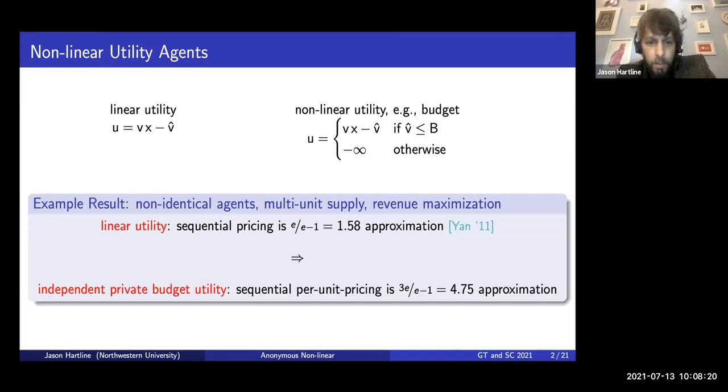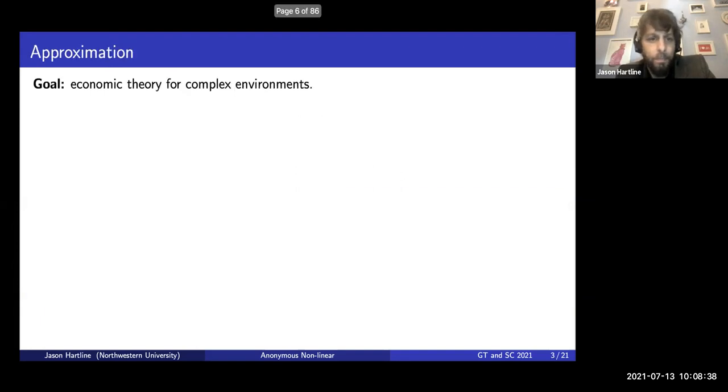This linear utility result is actually true. It's due to a really nice paper by Chawla and coauthors. And since this is a reduction, it means that our private budget utility result is also true. Great. So that's a high level of where we're going.